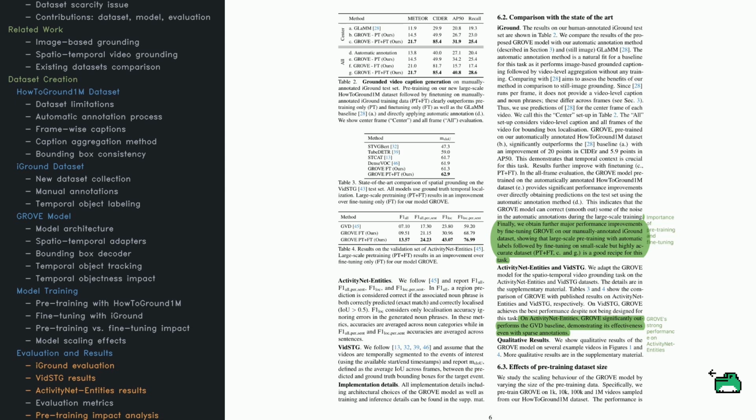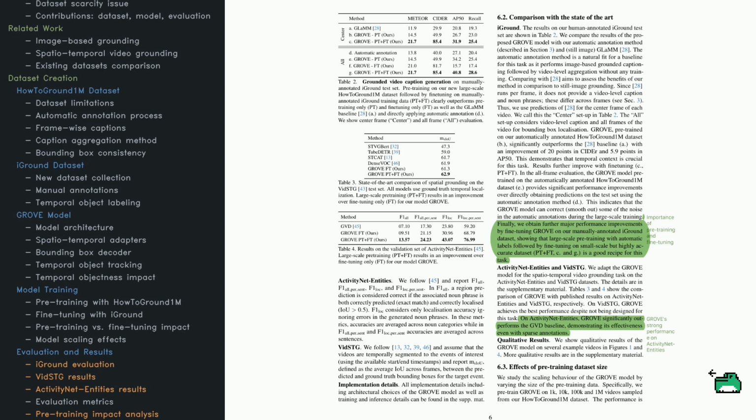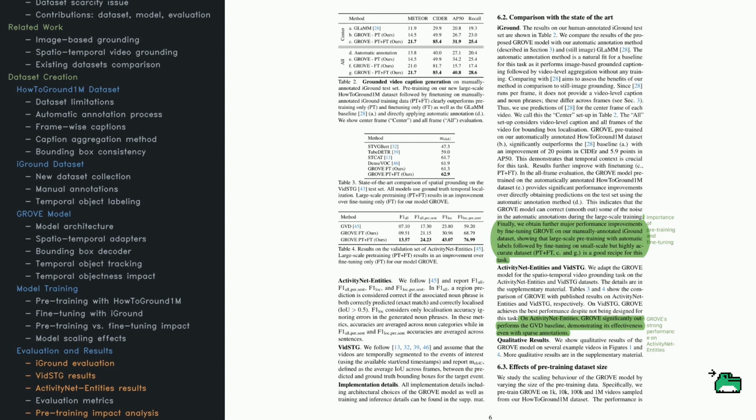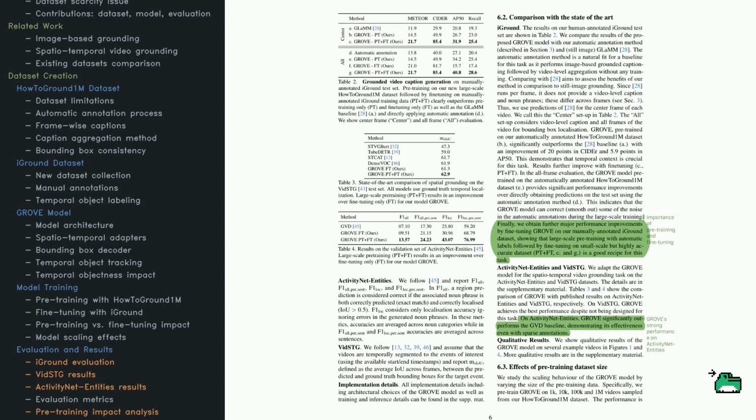While Grove performs well, some specialized models for VidSTG still hold an edge in certain metrics, indicating there's room for domain-specific improvement. Finally, they evaluate on ActivityNet Entities in Table 4, where Grove shines with the best performance among all compared methods. A key takeaway? Large-scale pre-training is powerful, but fine-tuning on a smaller, high-quality dataset really pushes performance forward.